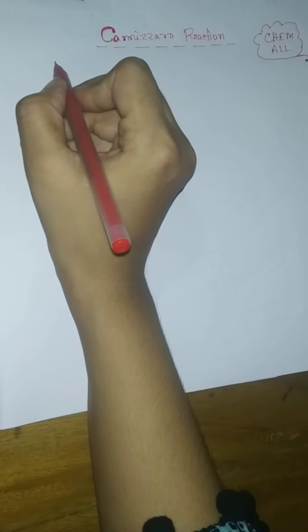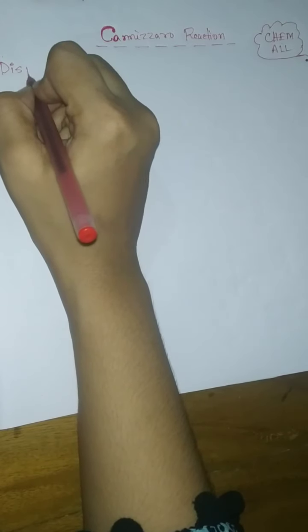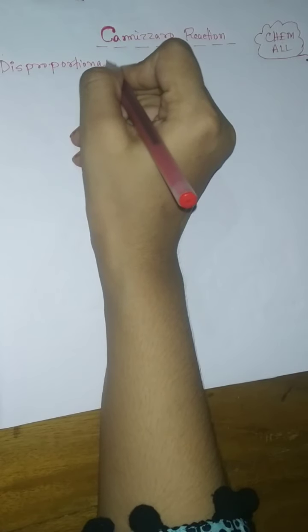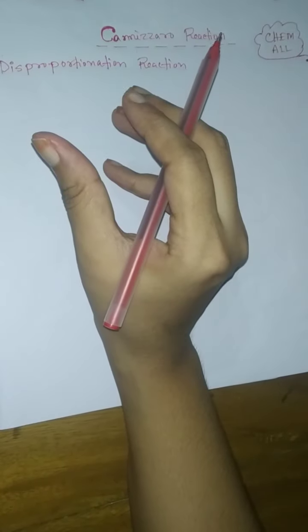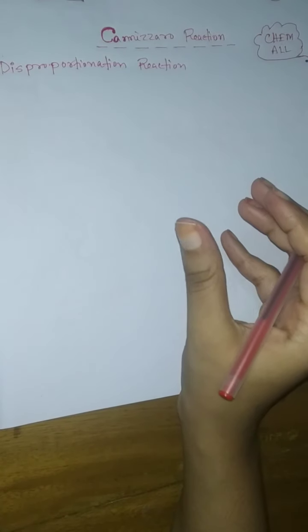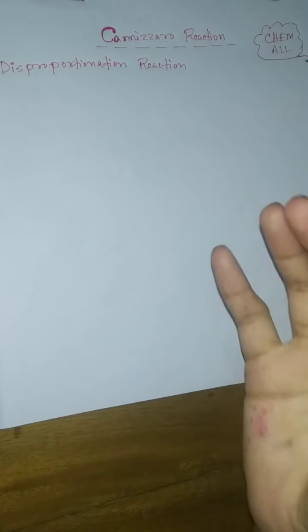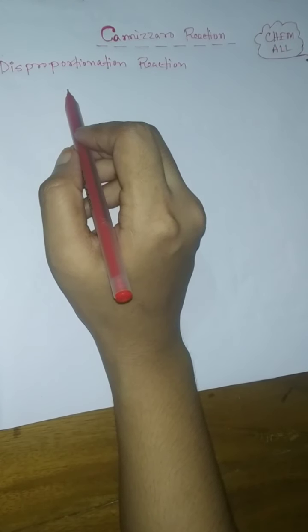First of all, we have to know about disproportionation reaction. What is disproportionation reaction? It is a reaction in which one molecule undergoes redox reaction simultaneously. In which case can we get a disproportionation reaction? If we see the Cannizzaro reaction, there is a lack of alpha hydrogen.